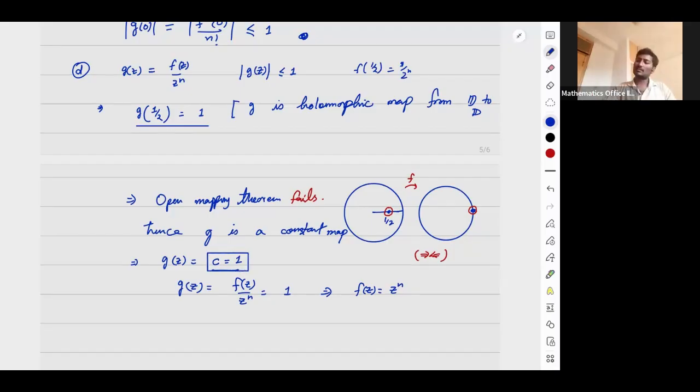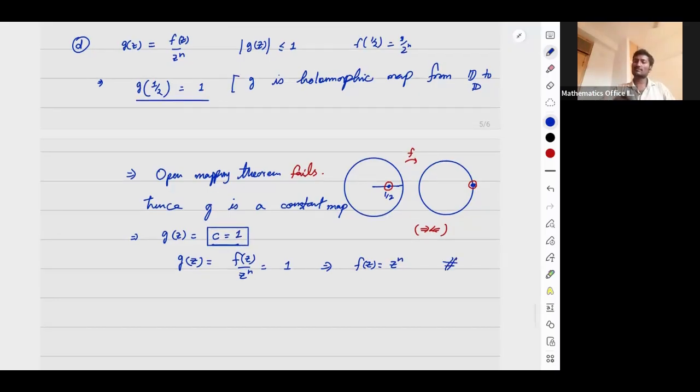Okay. This is the way we proved it. There may be some other way to prove it, but you understand the picture here, because 1/2 was an interior point and 1 is not an interior point of the unit disk. So the open mapping theorem is failing. Our function, which is holomorphic, should be a constant function because it attains the value 1.